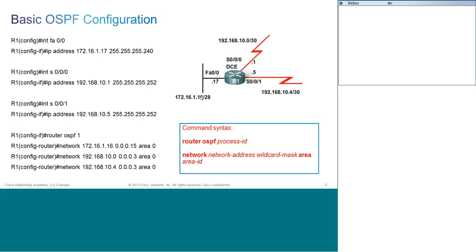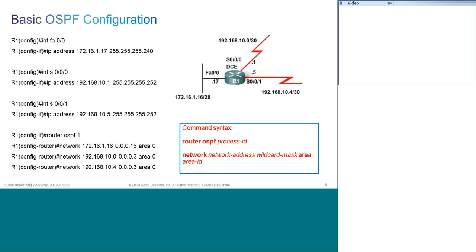The network 172.16.1.16/28 will be advertised as 172.16.1.16 with a wildcard mask of 0.0.0.15. This wildcard mask is the inverse of the subnet mask, which is 255.255.255.240. Notice the subnet mask for /30 is 255.255.255.252, and the wildcard mask used to advertise this network is 0.0.0.3.